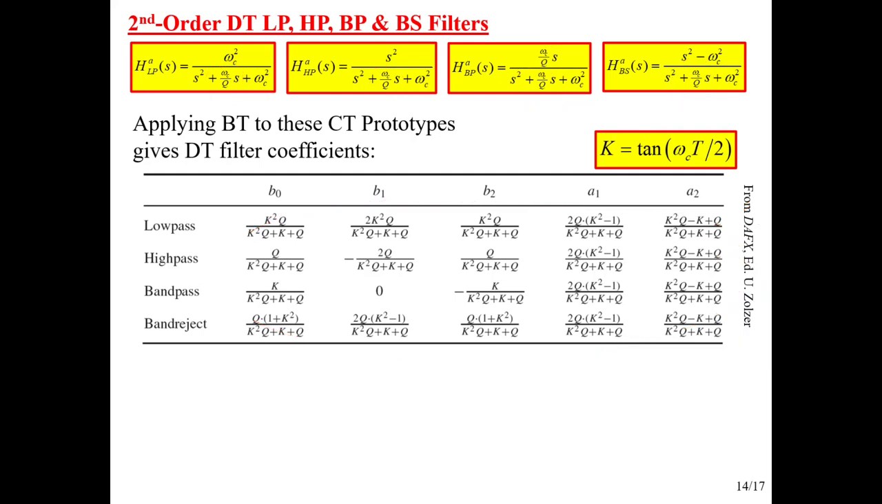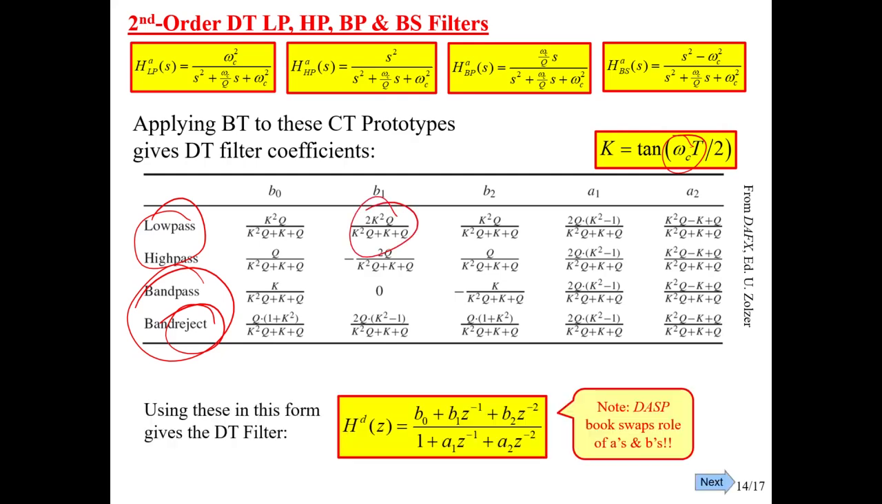User sets a Q, user sets an omega sub C. So for low pass and high pass, that's cutoff, and for band pass and band reject or band stop, same thing. That has to do with the center frequency. So the user sets knobs, then those numbers get digitized and we compute the Q and the K, and we plug those in accordingly. And again, just showing how those go in and pointing out the swap that happens in the DASP book.